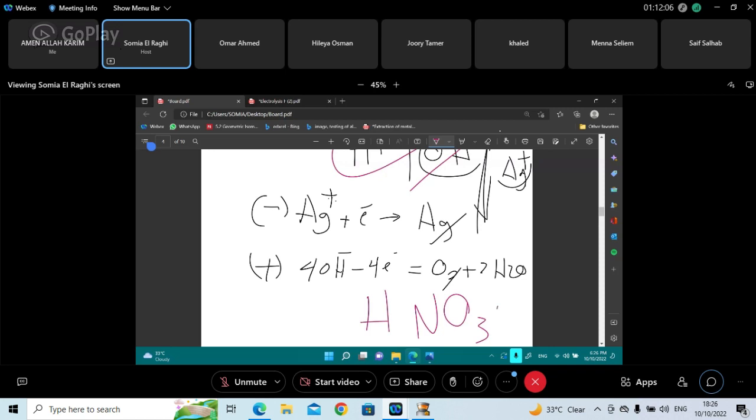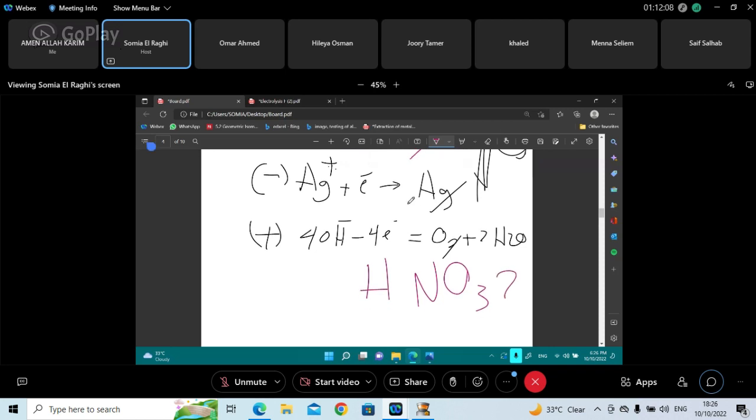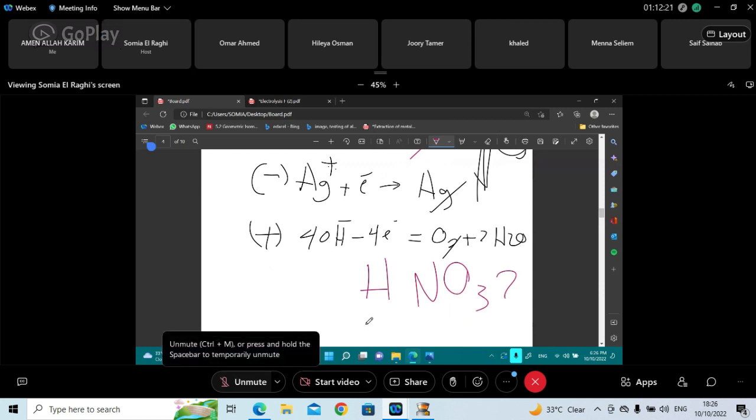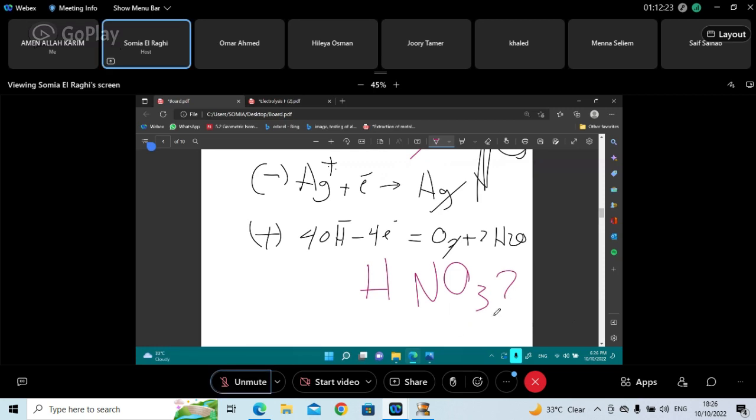What is the name of this material? Quickly. Nitric acid. What's it called? Nitric acid. Repeat it 10 times now. Nitric acid. Thank you, Aman Allah. Nitric acid. This is grade 9 and 8. So we get silver metal, oxygen gas, and acid, nitric acid.